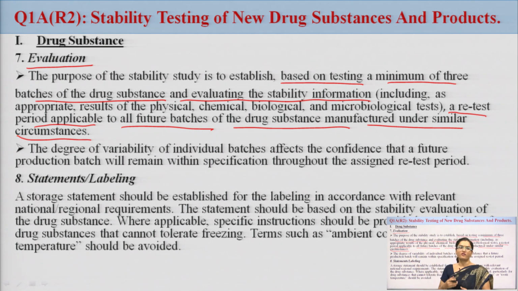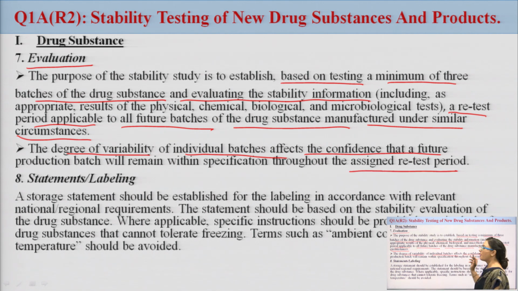So, the data we have got from the long term study, from accelerated study, from intermediate study, from that data we establish the retest period for drug substances and shelf life for the drug product. The degree of variability of individual batches affects the confidence that a future production batch will remain within specification throughout the assigned retest period.